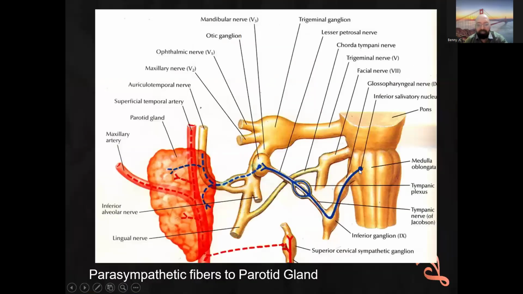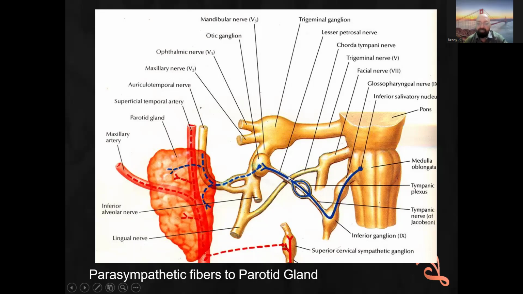And once again, here is showing the secretomotor. Now, these are the parasympathetic fibers which are coming from the inferior salivatory nucleus in the medulla. From there, you will see it coming through the glossopharyngeal nerve, passing through these ganglia. Then we have seen it entering through Jacobson's nerve into the tympanic plexus, and from the tympanic plexus, we will see it coming out of the ear as the lesser petrosal nerve.